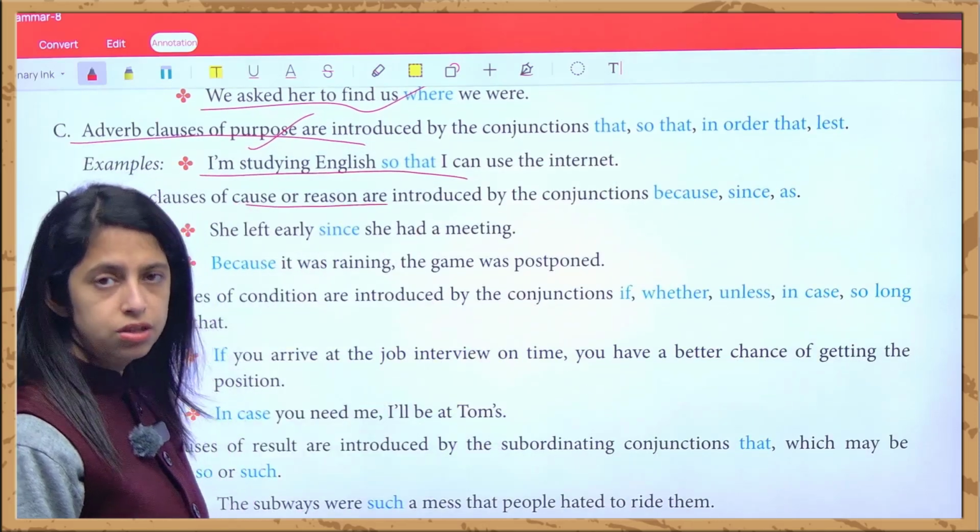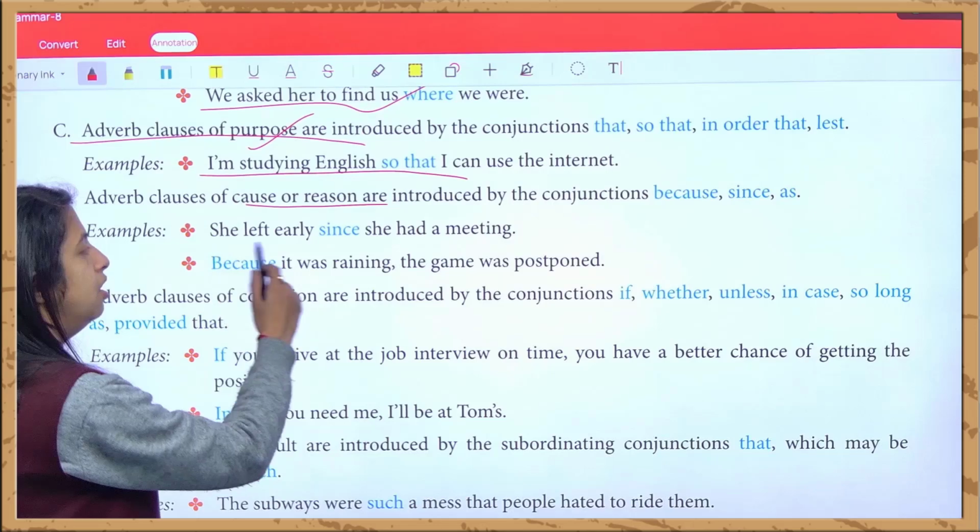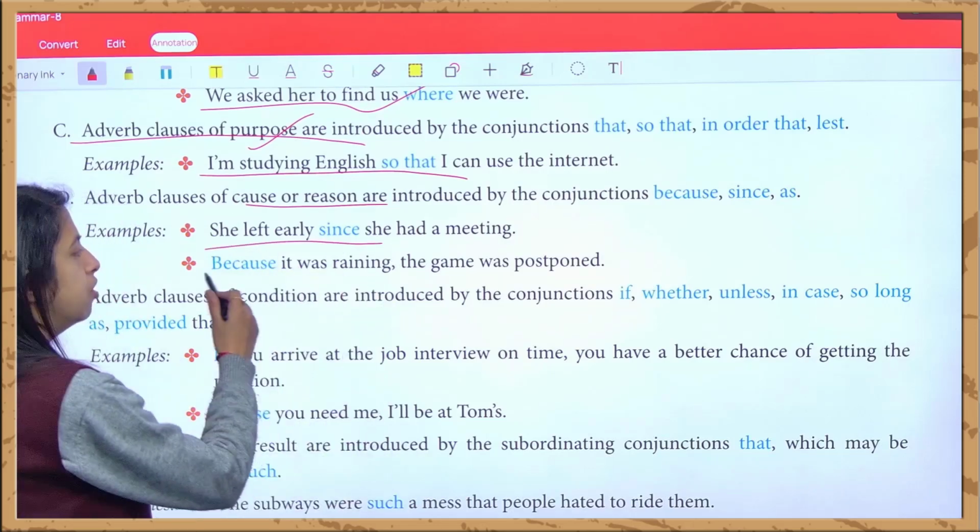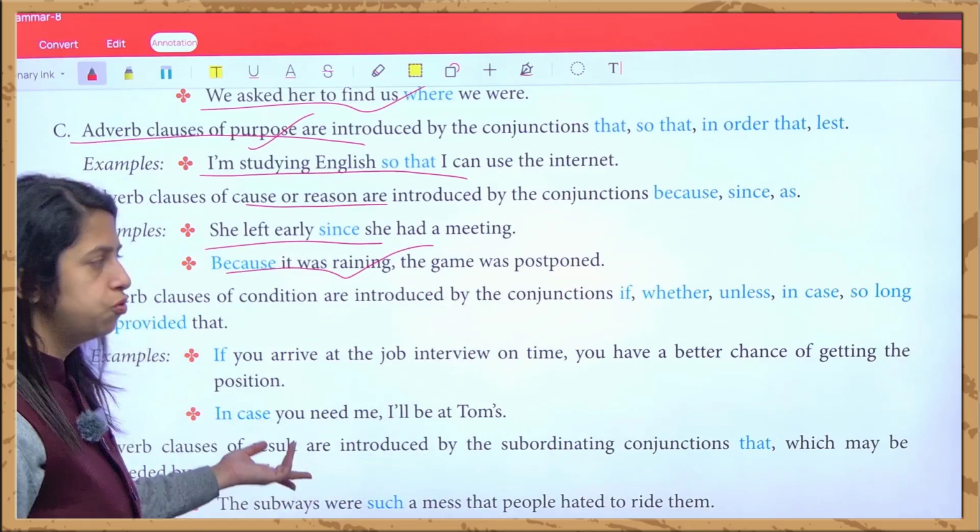They are introduced by the conjunctions because, since, as. She left early as she had a meeting, right? Because it was raining, the game was postponed, right?